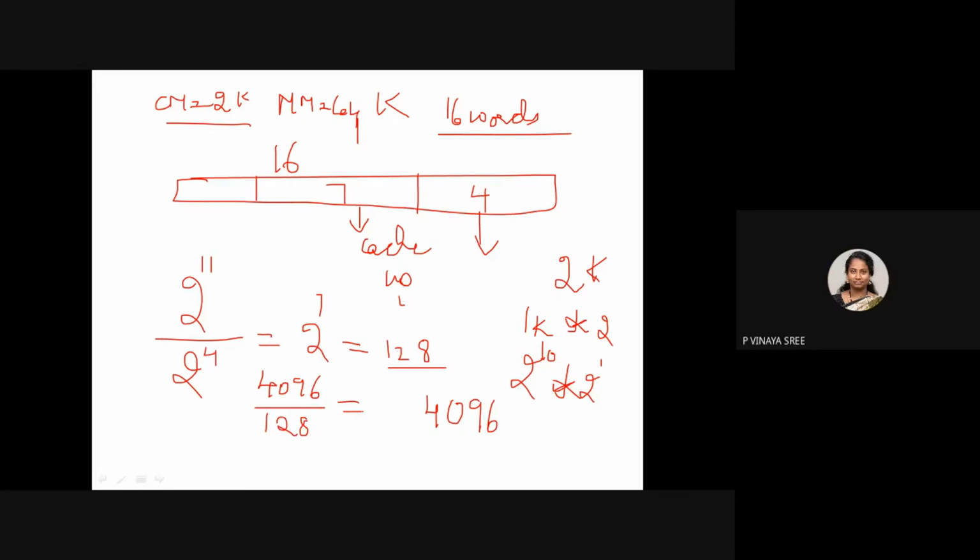So how much do you get? 4096 divided by 128 is 32. So 32 is 2 power 5, which means 5 tag bits. If you add them up, you need to get 16: 7 plus 4 plus 5. Are you getting 16? Yes.